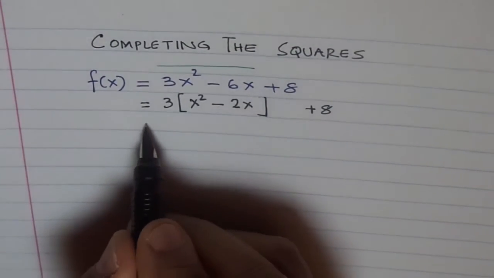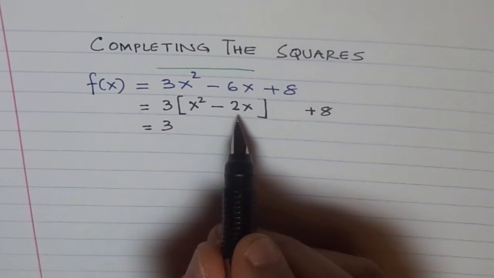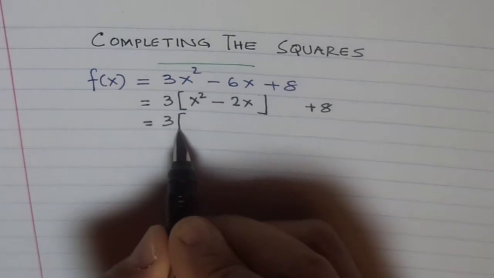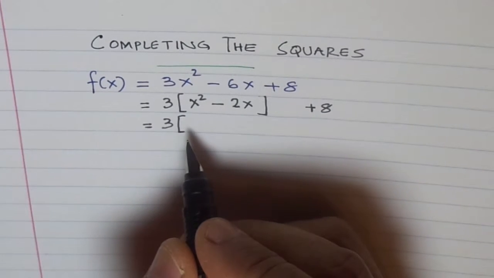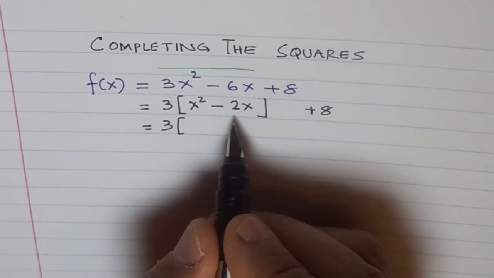Now, second step is look at this term 2x. Half this term, square half of this term, and then add and subtract it. Why do we do so? You remember perfect squares? a squared plus or minus 2ab plus b squared. That is a hint, right?